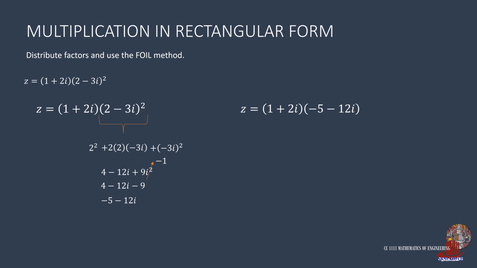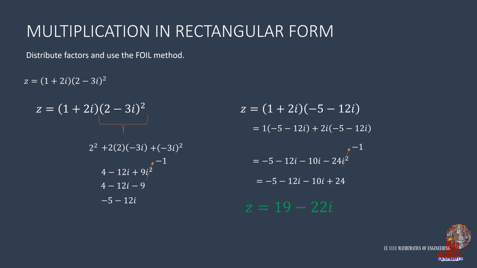With the square already simplified, multiply the first complex number. So we distribute terms of the first complex number again. Multiply exterior factors and get negative 5 minus 12i minus 10i minus 24i squared. Convert i squared and get negative 5 minus 12i minus 10i plus 24, which can be reduced to z as 19 minus 22i.